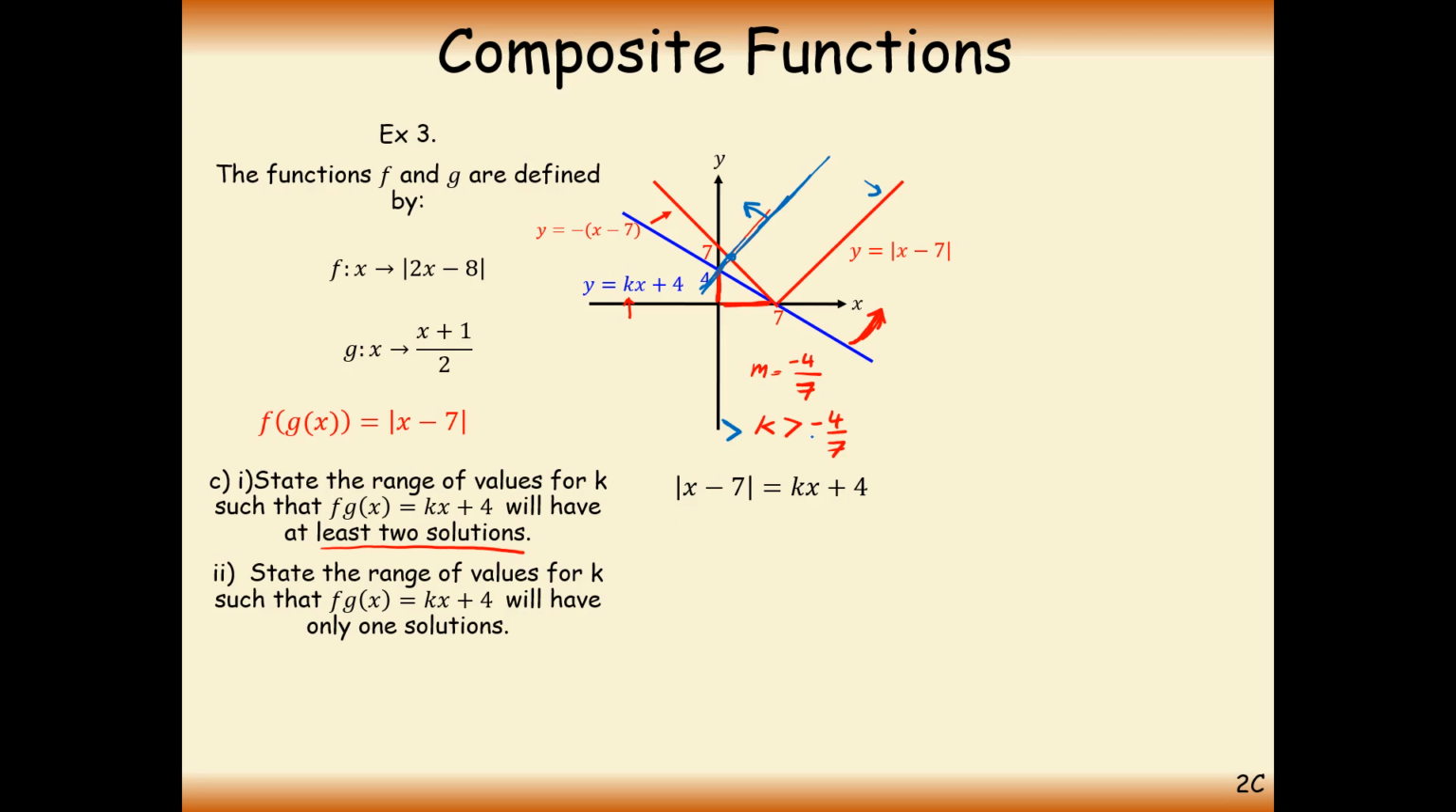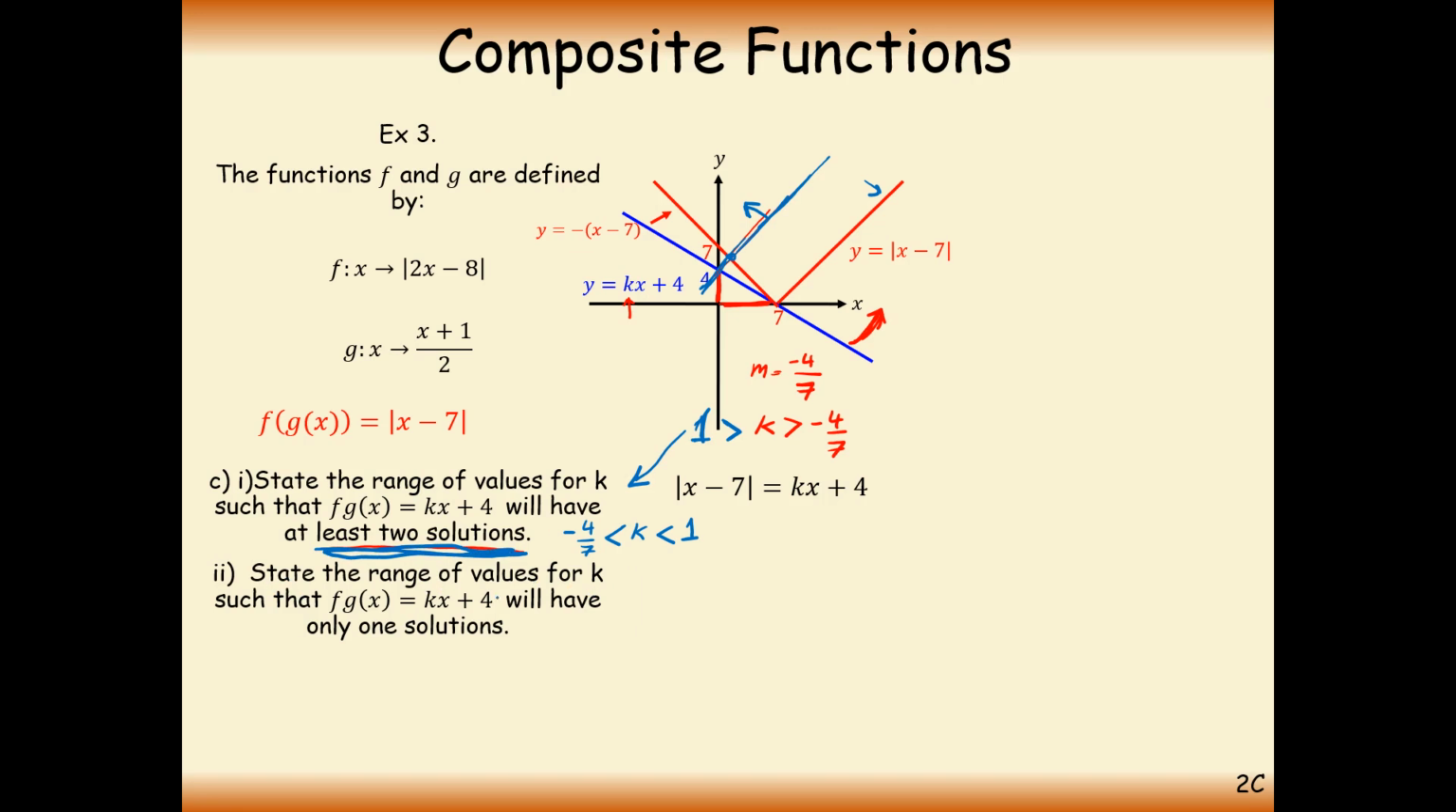So the value of k has to be bounded between minus 4 over 7 and positive. It has to be less than 1, so that it will intersect the red line twice. So the answer to this part is k has to be, let's write the inequality signs the other way around, bigger than minus 4 over 7 and strictly less than 1. Okay, so that answers this part of the problem. At least two solutions.